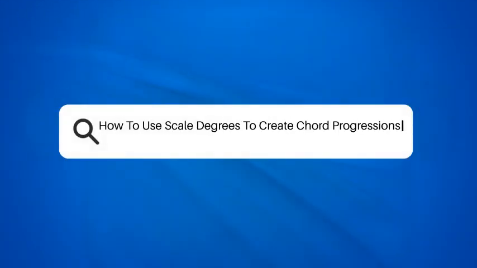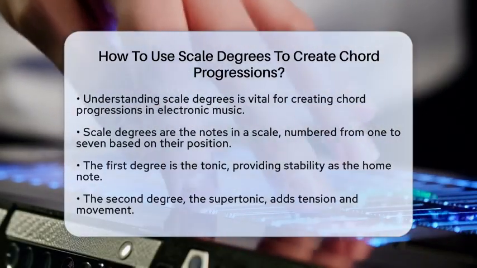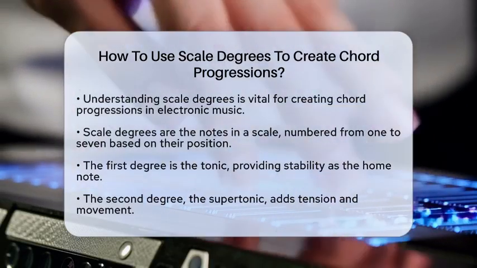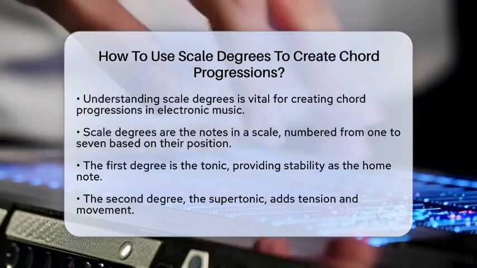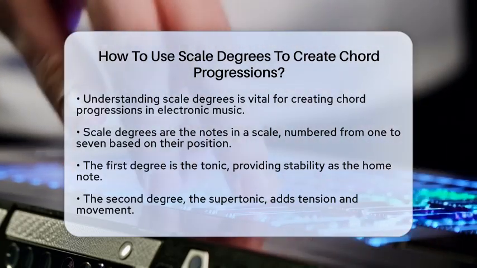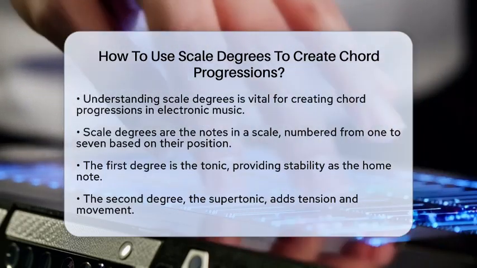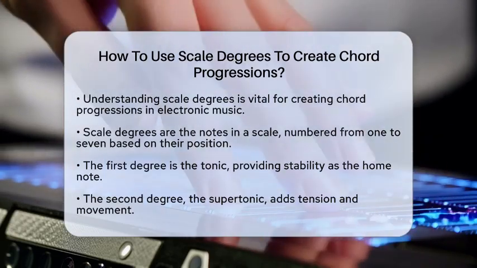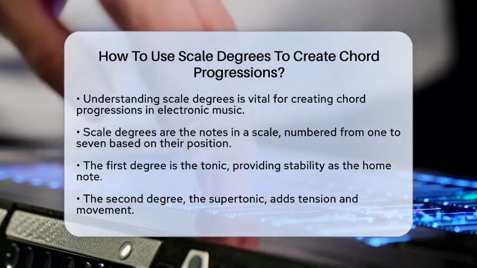How to use scale degrees to create chord progressions. Are you curious about how to use scale degrees to craft chord progressions in electronic music? Understanding scale degrees is essential for any producer looking to create compelling harmonies. Scale degrees are the individual notes within a scale, each assigned a number based on its position relative to the tonic, or root note. This knowledge is key in building chord progressions that fit the mood of your tracks.